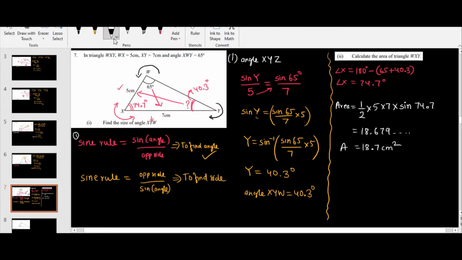Sorry, it is not 18. It is 16. 16.879. So 16.9. The answer is 16.9 centimeters square.